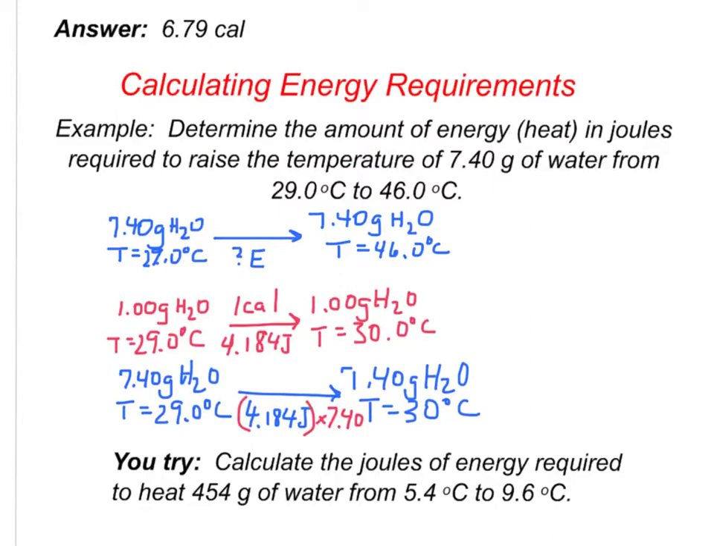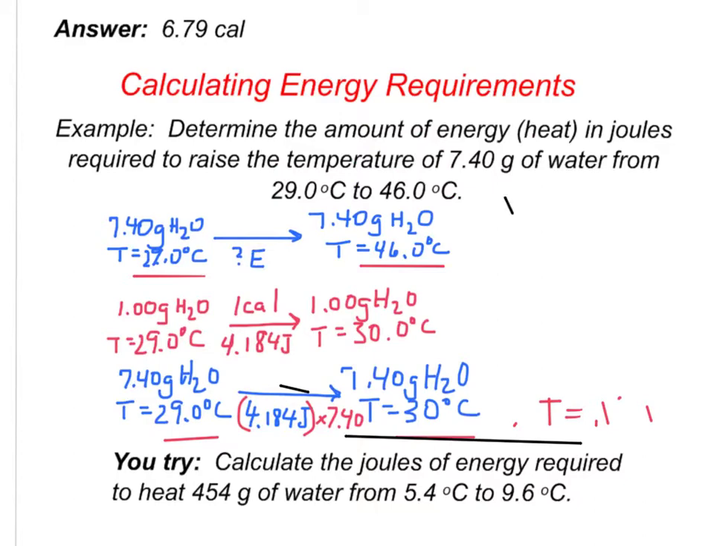Now the problem is, I don't want to raise it just 1 degree Celsius. The difference between those temperatures, delta T, is 17 degrees Celsius. If I take 46 minus 29, I get 17.0 degrees Celsius. If I'm raising the temperature by 17.0 degrees Celsius, I need to multiply this by 17 degrees Celsius because I'm raising it by that many degrees.